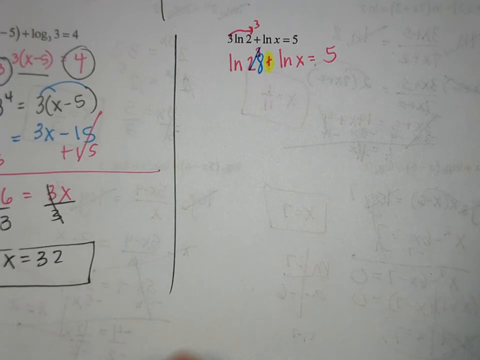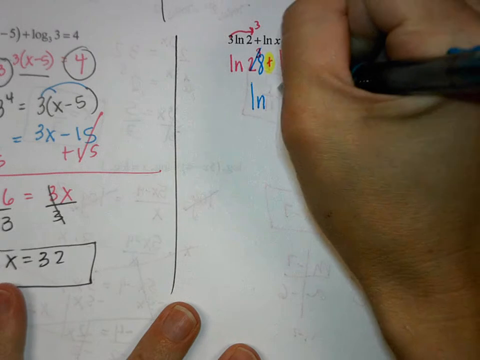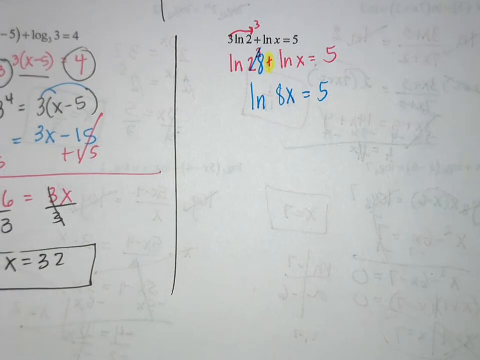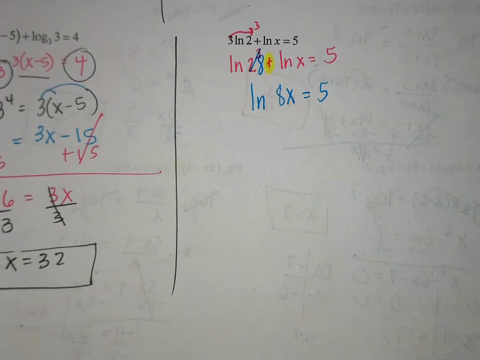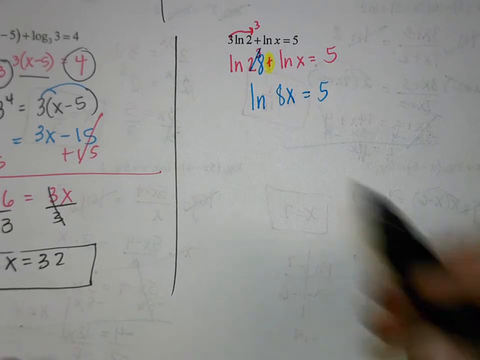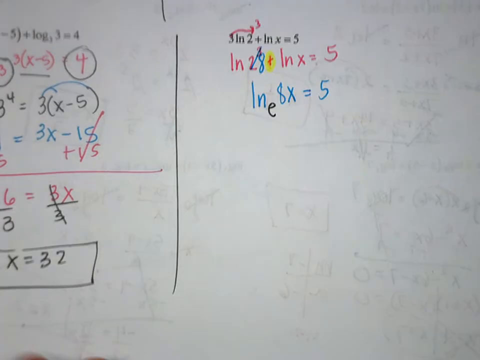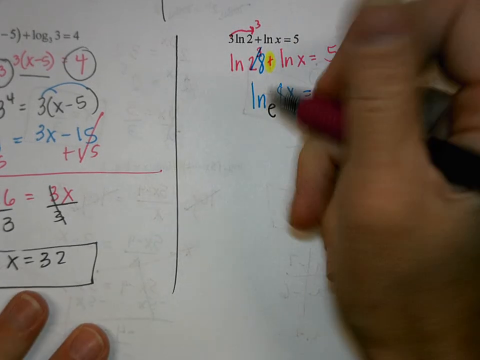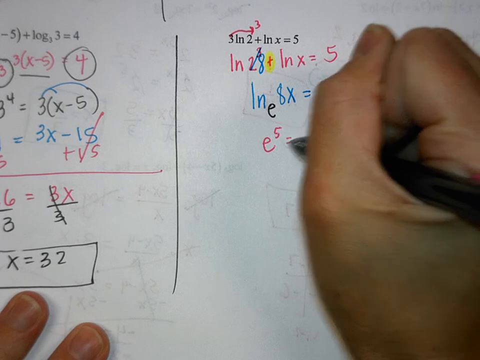It changes to multiplication. So now I have the natural log of 8 times x, which would be 8x, equals 5. Can I eliminate the natural log? No. Why not? It's only one log. Good. So we need to turn it to base e. And from there we can eliminate the log by doing what? Changing it to exponential form. Good. And so we would write that as, what was that again? Very good. e to the 5th equals 8x.